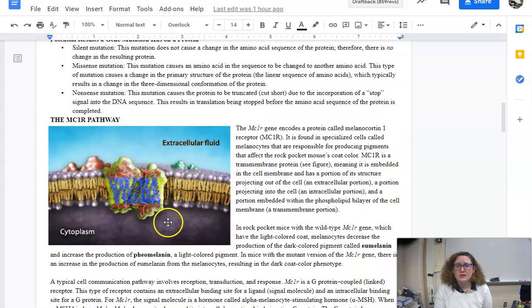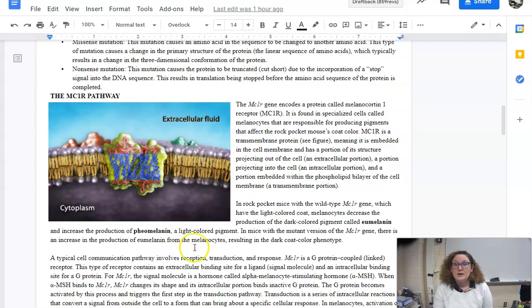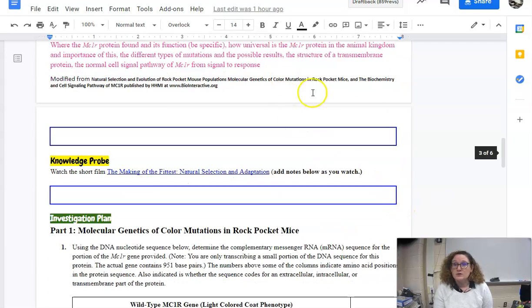MC1R is the protein that you're looking at. This is where it's at in the plasma membrane. So you have an extracellular part and an intracellular part, and then a transmembrane part. And it's a G protein. We'll talk about those when we do cell signaling. So for now, just know that it's a protein that helps to trigger the production of melanin. And there's two different types: you can have the eumelanin or the pheomelanin.